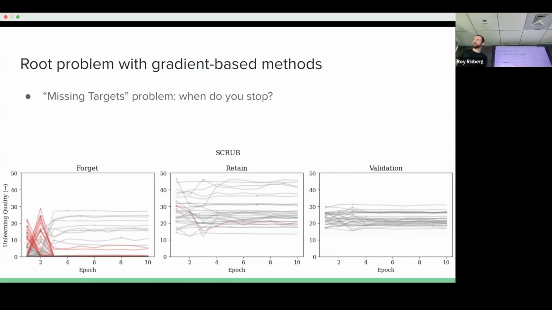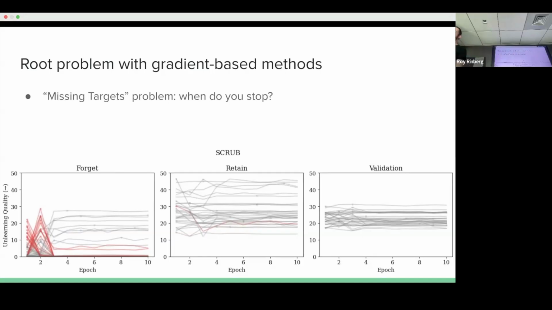Just to make sure I'm understanding: what you're saying is if we continue to do gradient ascent, first it forgets and then it relearns the same thing. Not relearns, but the unlearning quality gets worse. Okay, it forgets and then it does even worse. You can imagine, let's say I know English, and then you're like, forget Harry Potter.